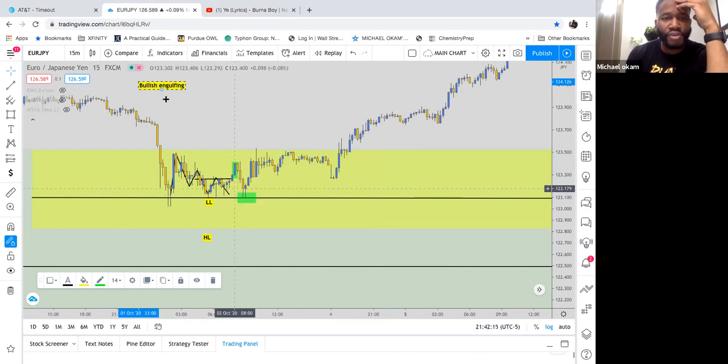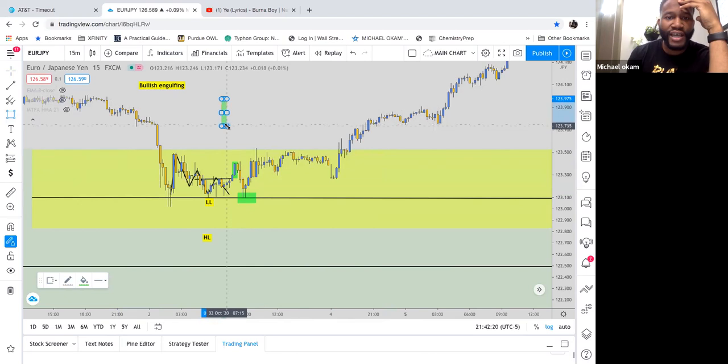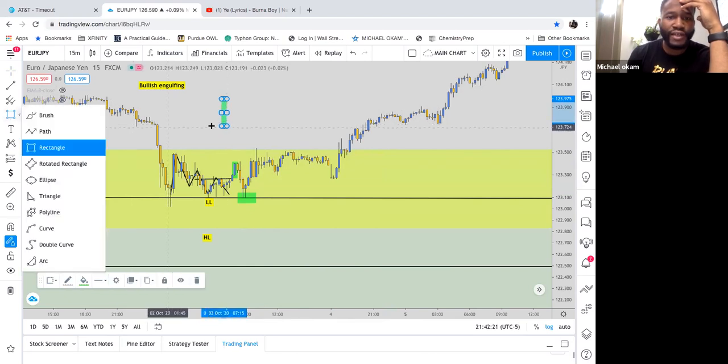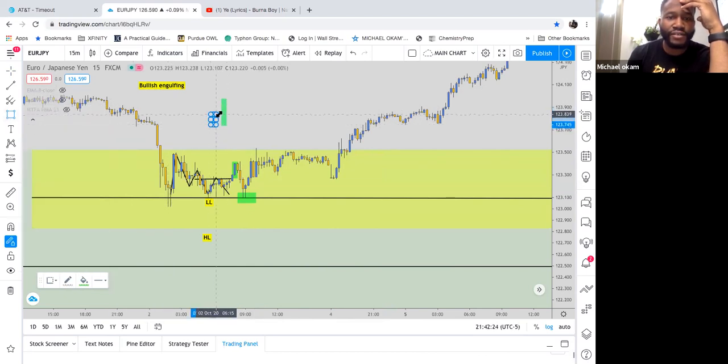Okay, so bullish engulfing, guys, what is a bullish engulfing? A bullish engulfing is when a bullish candle overlaps a bearish candle. Very simple stuff, guys.